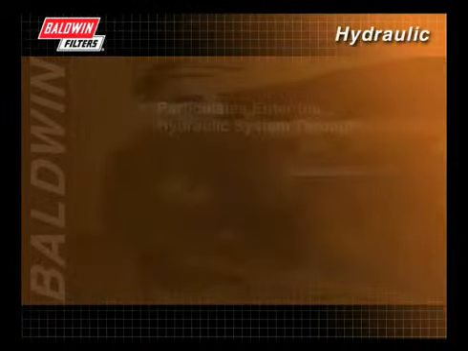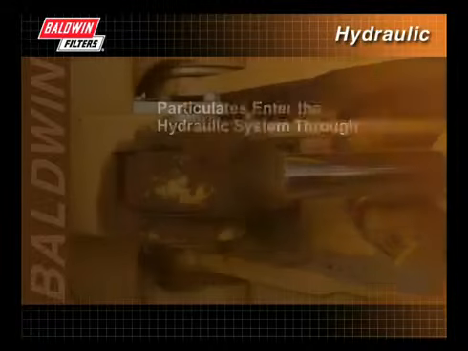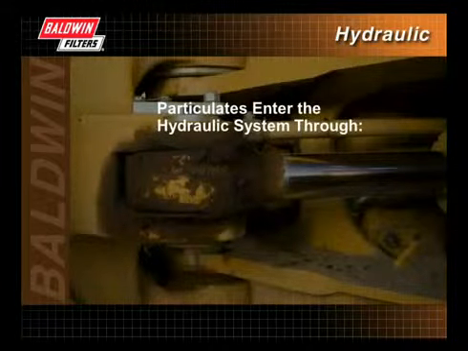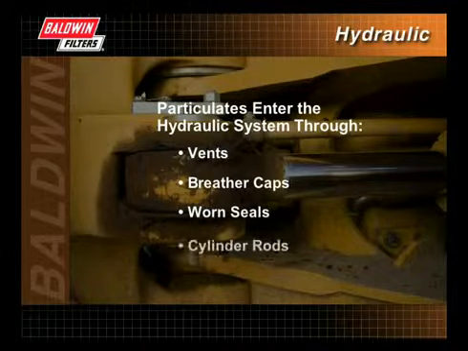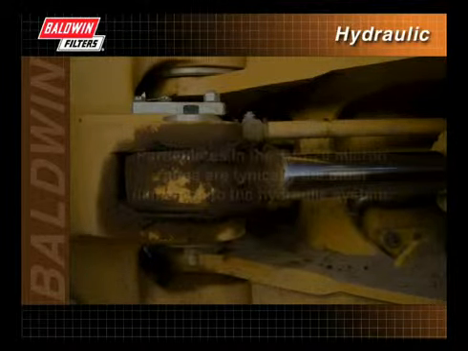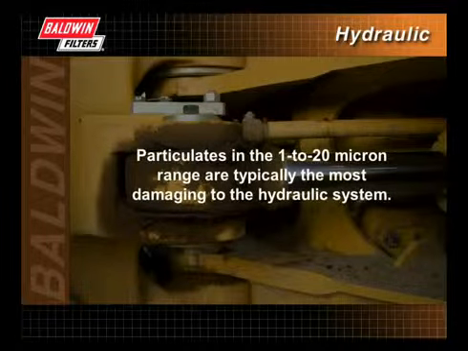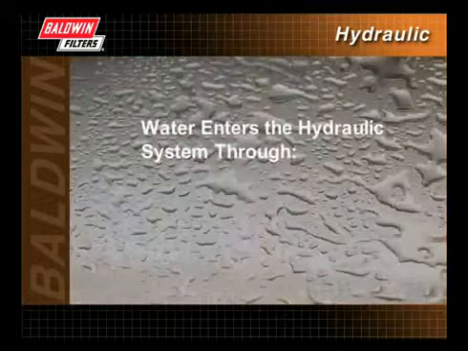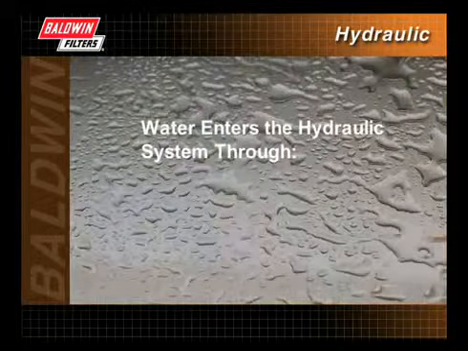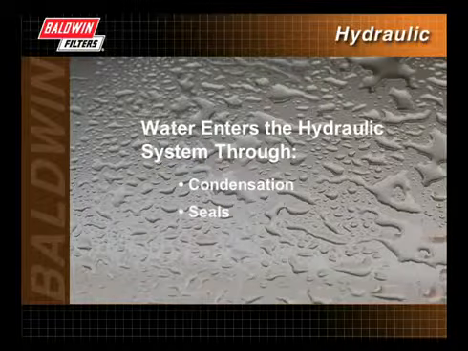Ingested contaminants come from the surrounding environment. Most dirt particulates enter the hydraulic system through vents, breather caps, worn seals, and cylinder rods, and other system openings. Particulates in the 1 to 20 micron range are typically the most damaging to the hydraulic system. Water can also be ingested into your hydraulic system through condensation, seals, and vents.